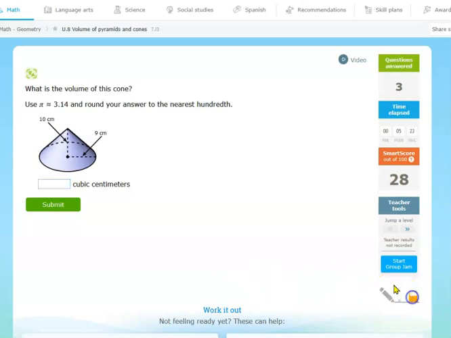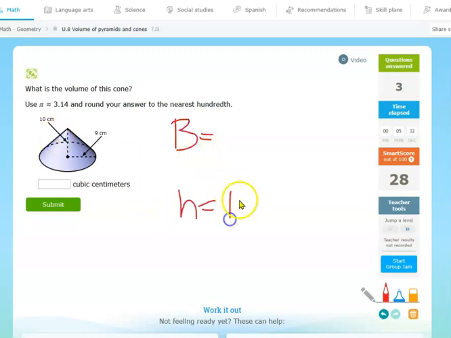Okay, back to a cone. I know for all of these problems, we need to find the area of the base and we need to find the height. My height is 10. The base of a cone is a circle, so it's 3.14 times r squared.